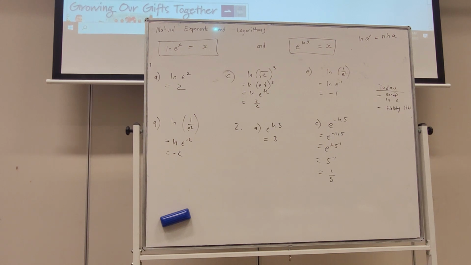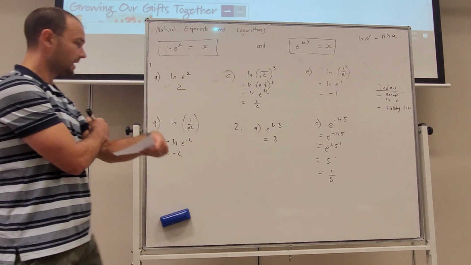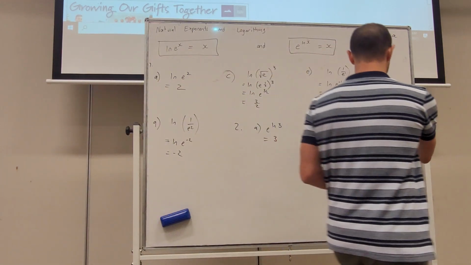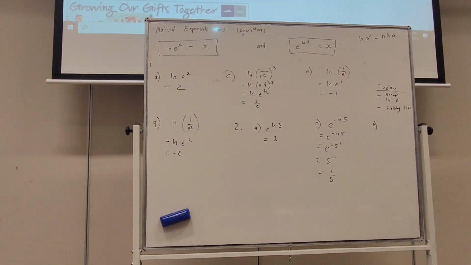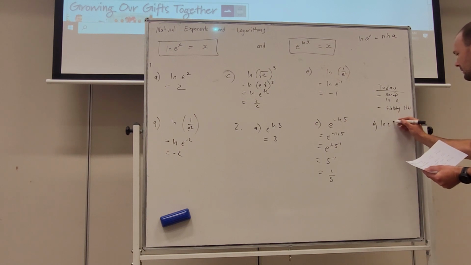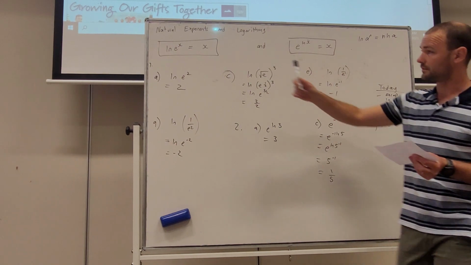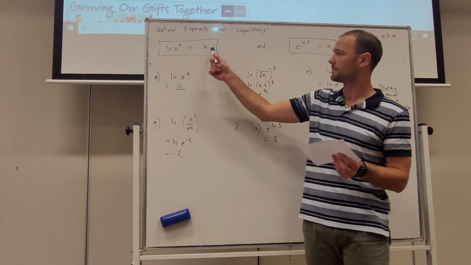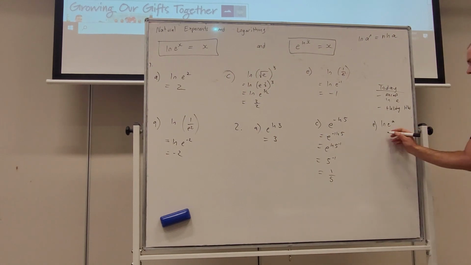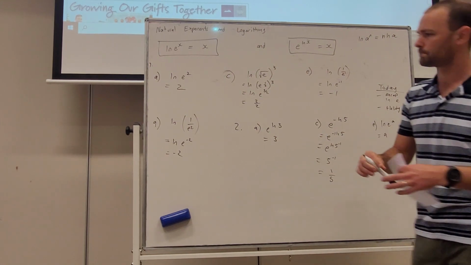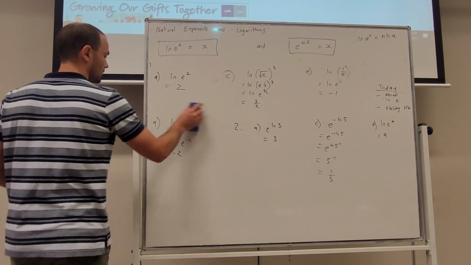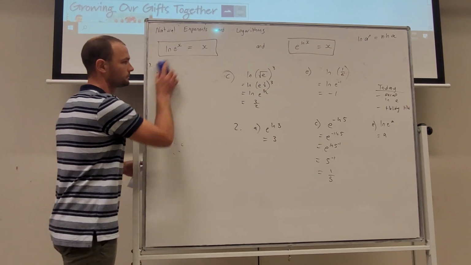Okay, any questions? Okay, let's move on to e then. We've got question 2e. We have ln e to the a. We've seen this: ln e to the x simplifies to x. ln e to the a will simplify to a. All right, clear some space.